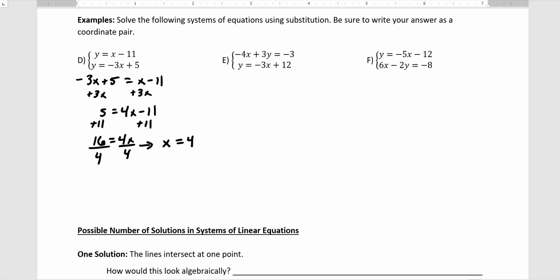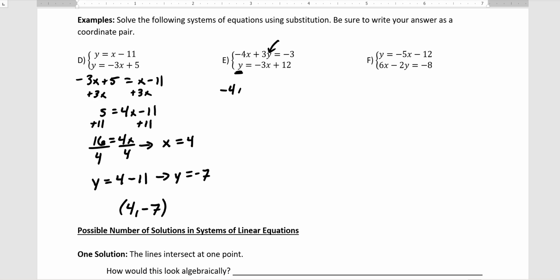So now that I know x is 4, plug that in. y equals 4 minus 11. So that means that y is negative 7. So our coordinate point was 4 comma negative 7. There we go. For the letter D, 4, negative 7. Now looking at letter E, we have y isolated here. So let's plug that into the top equation up here.